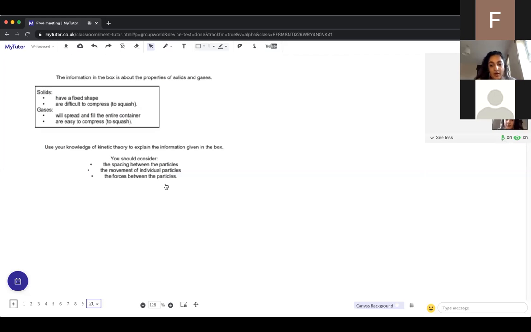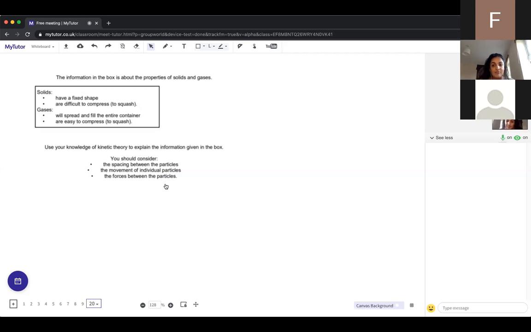The movement of the individual particles is that they vibrate around a fixed point and they have strong forces of attraction, and the particles are held closely together and are not free to move around. With a gas, however, they move randomly, they spread out in all directions and fill the container. There's no forces of attraction between them and therefore they are easy to compress.